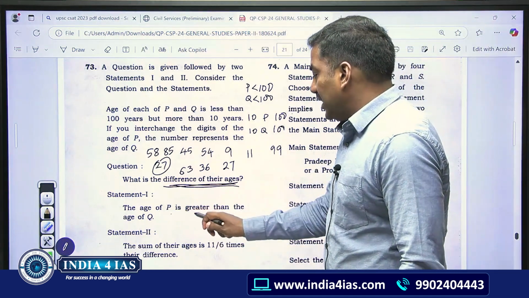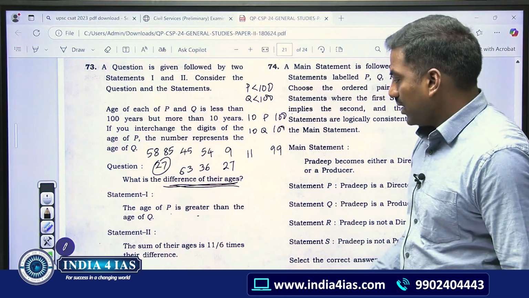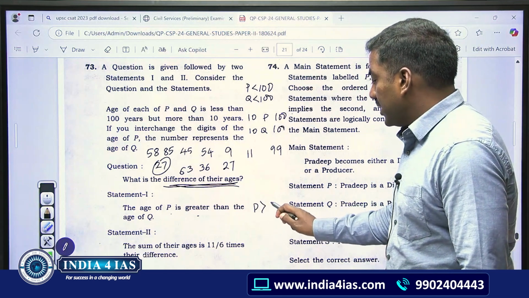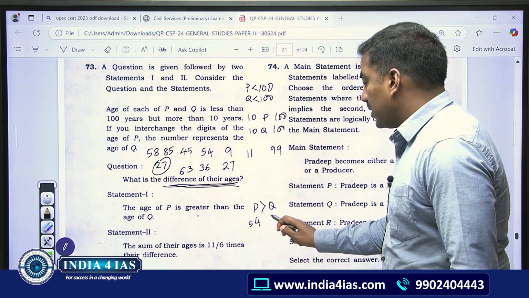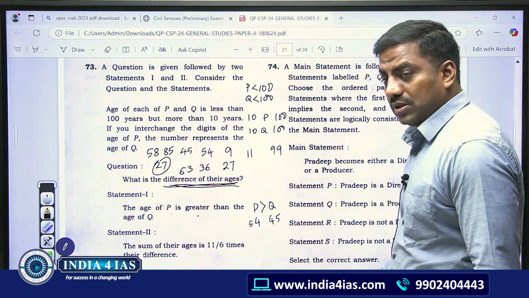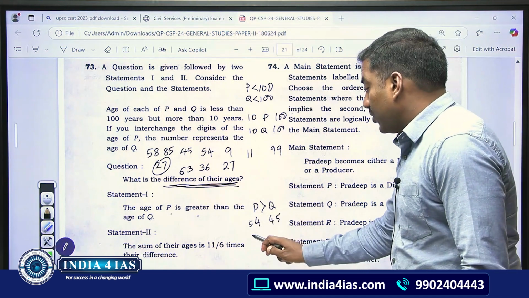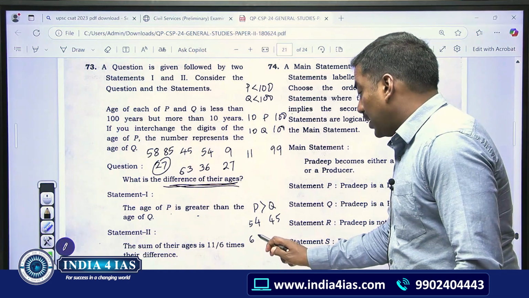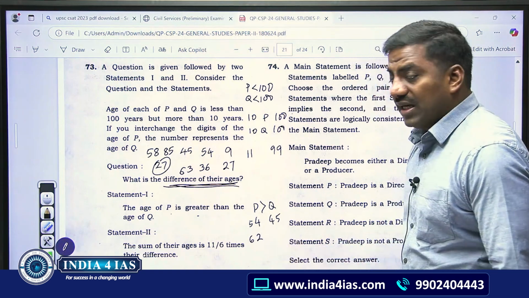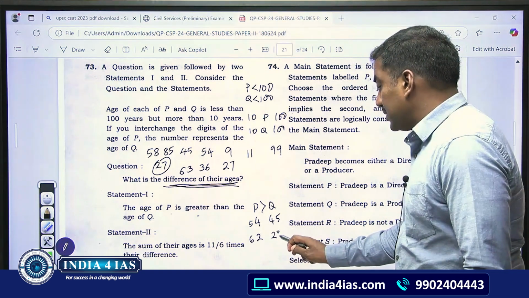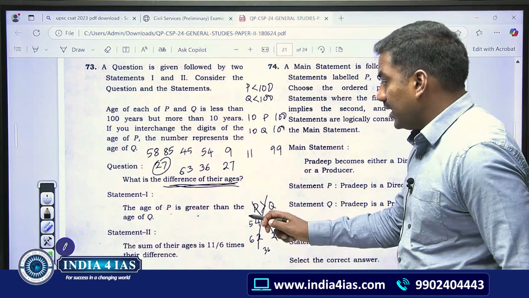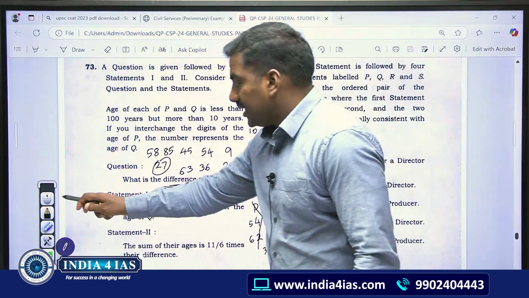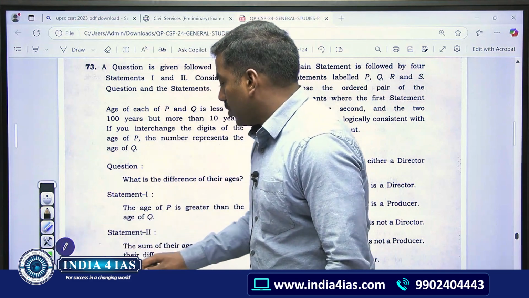The age of P is greater than the age of Q. No problem. For example, the age of P is 54 and the age of Q is 45. But what is the difference? 9. If the age of P is 62, the age of Q will be 26. What is the difference? 36. So we cannot conclude anything just by reading statement 1 alone. Okay, going to statement 2.